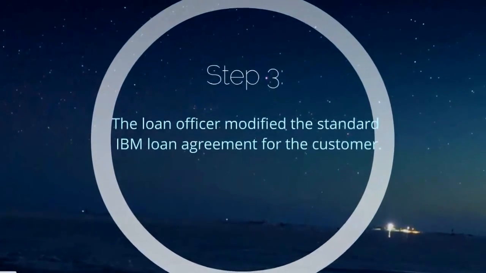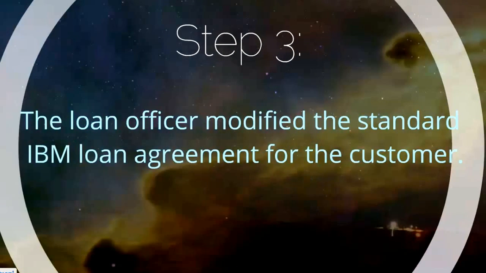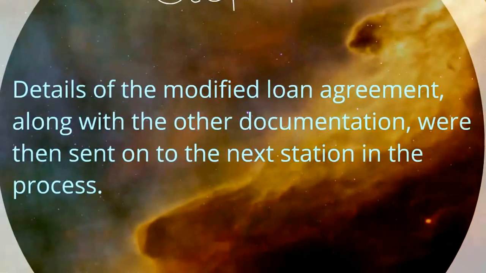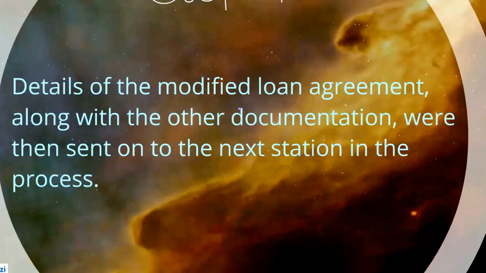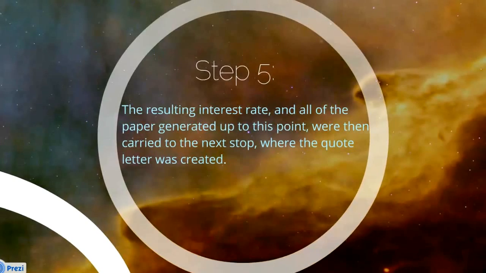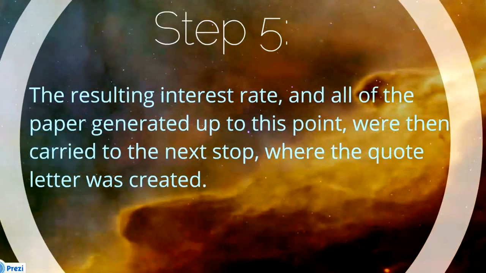Step 3. The loan officer modified the standard IBM loan agreement for the customer. This step involved a separate computer system from the one used in Step 2. Step 4. Details of the modified loan agreement, along with the other documentation, were then sent on to the next station in the process, where a different clerk determined the appropriate interest rate for the loan, which also involved its own information system. Step 5. The resulting interest rate and all of the paper generated up to this point were then carried to the next stop, where the quote letter was created. Once complete, the quote letter was sent via overnight mail back to the salesperson.